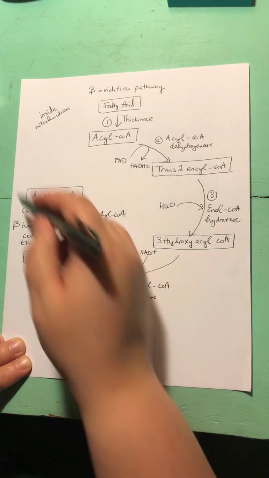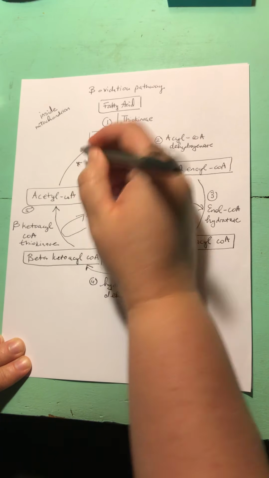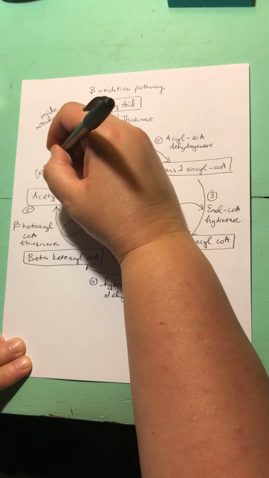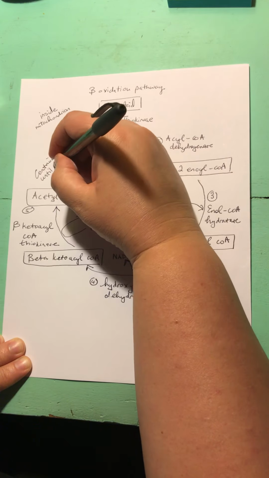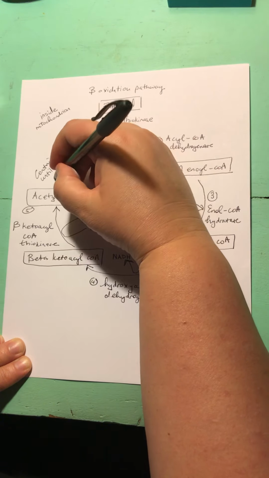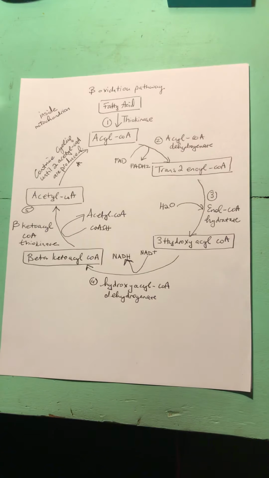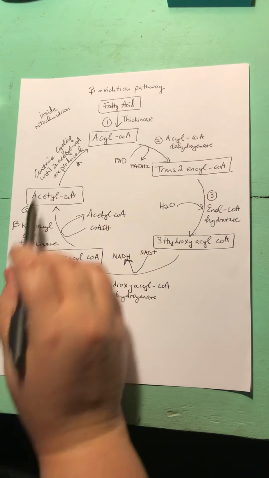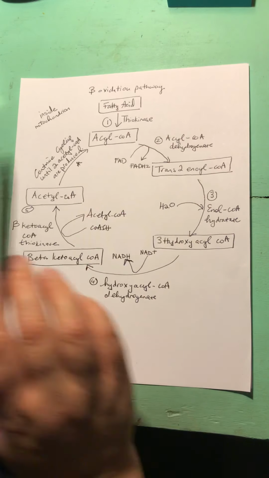And what will happen is this cycle will repeat, right? We can put a star here. It will continue cycling until 2 acetyl-CoA are produced. So each turn produces only 1 acetyl-CoA, right? The second turn is going to produce the second acetyl-CoA. So it's going to cycle twice.